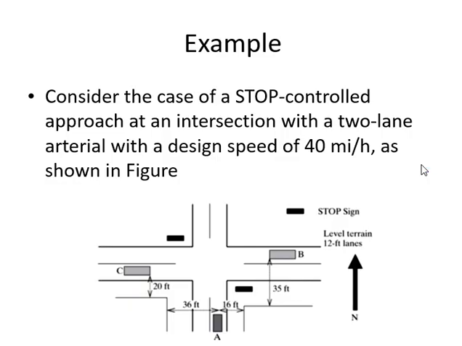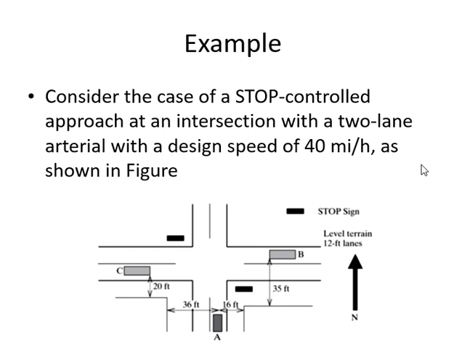Okay. So consider the case of a stop-controlled approach at an intersection with a two-lane arterial, design speed 40 miles per hour, as shown here. Which one is arterial? This one is arterial. And this guy has a stop sign. Okay, and the distances to the obstructions are given. The arterial design speed is 40 miles per hour, all terrains are level, and the lanes are 12 feet lanes.